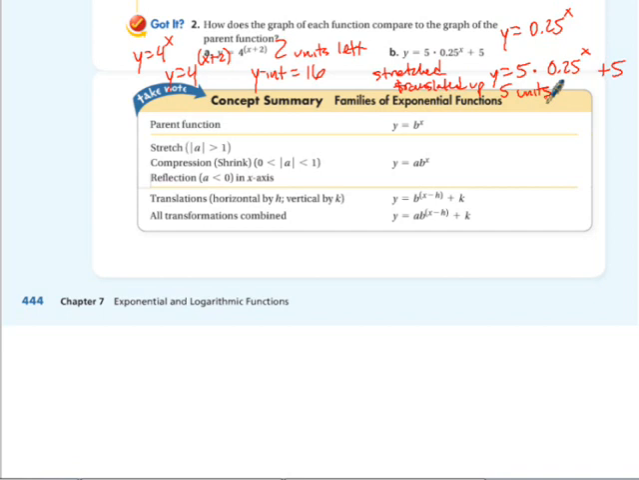All right. Some concept, basic stuff. The parent function is always this, y equals b to the x. This a value is going to stretch or compress. And then if it's negative, it's going to reflect it in the x-axis. That's where it turns it upside down. Translations, horizontal translations by h, vertical by k. And then when we combine them into one, it looks like that, all of them all at once.